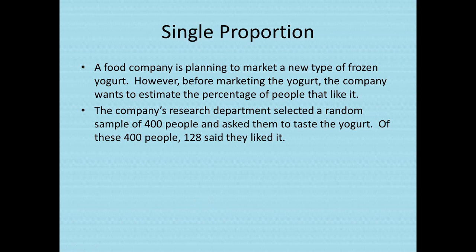The next possible option is a single proportion, which is what we have here. The research department has a random sample of 400 people. Out of those 400, 128 said that they liked it. So we have a sample proportion, a p-hat, 128 divided by 400, and that'll be enough to give us a Bootstrap confidence interval for p.